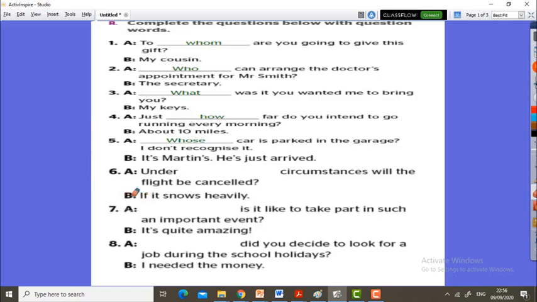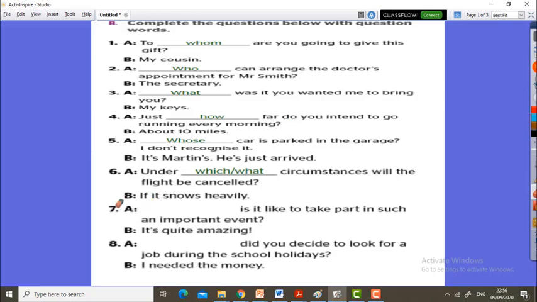The sixth question is answered by "If it snows heavily." So we are asking about certain information, about a certain choice. Under which or what circumstances will the flight be cancelled? The flight is cancelled only if it snows heavily.